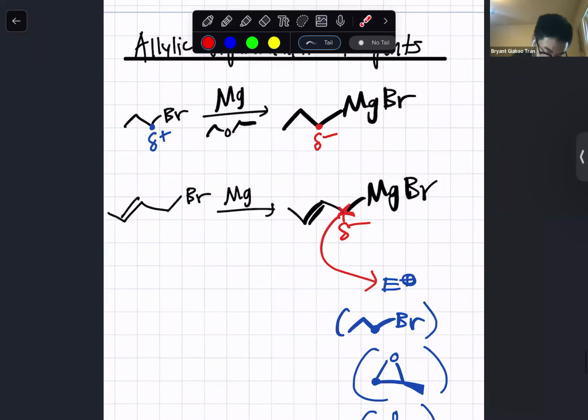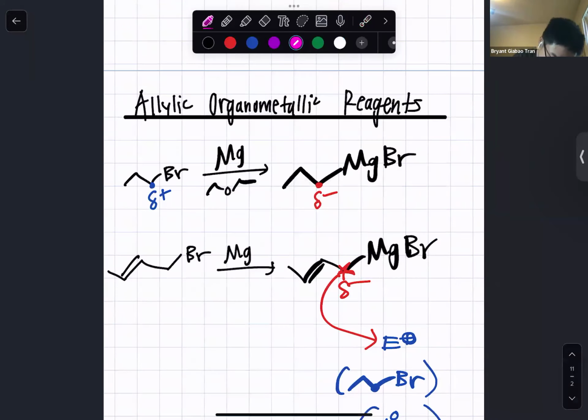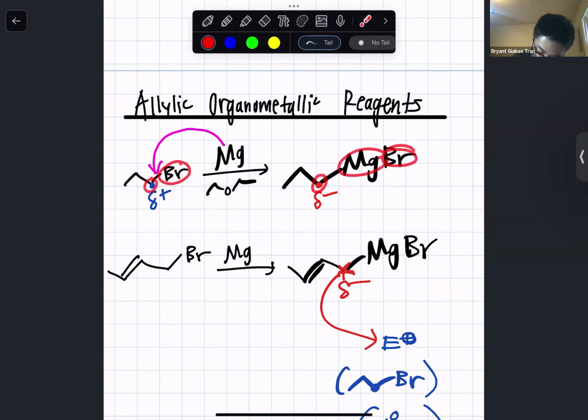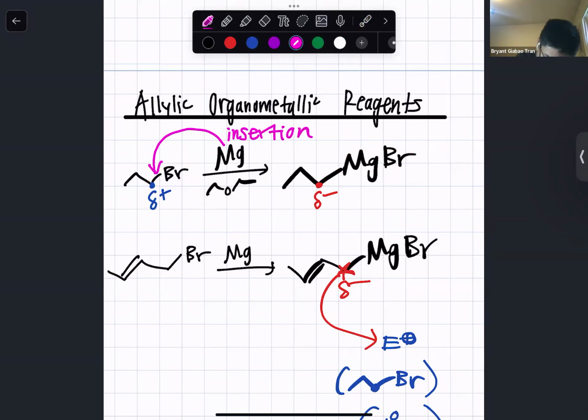Yes, this is an insertion reaction where this magnesium inserts itself between these two atoms, carbon and bromine. Right. Now it's between carbon and bromine right there. Insertion. Yeah, same thing here.